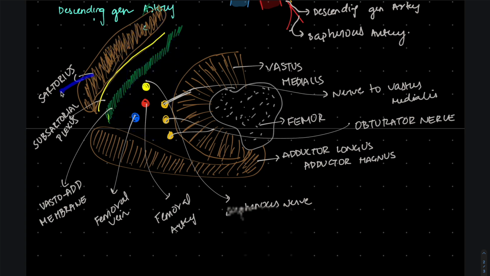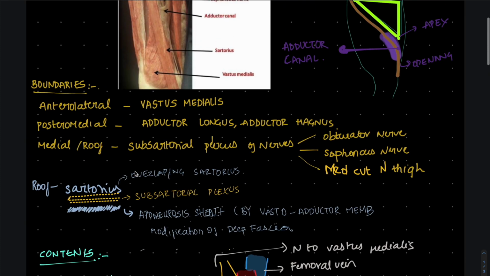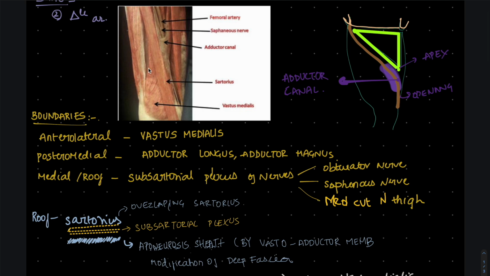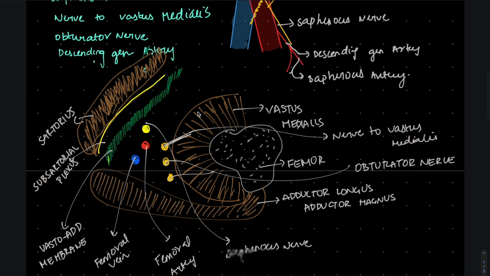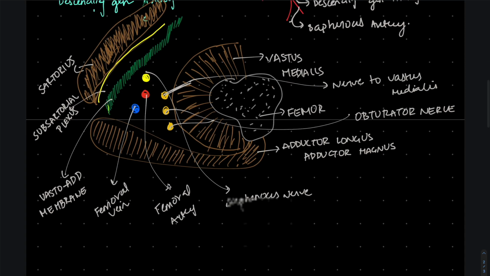In the roof we'll have the sartorius, and then the subsartorial plexus, and then the vastoadductor membrane. These are the three we discussed in the roof. And here the adductor longus forms the posteromedial boundary. Imagine this in 3D, or else you can just see this in this picture. This is the anterior side, this is the posterior, and the medial side, this is the anterior and the lateral side. Just imagine this and draw the muscles and the contents. You're going to draw the saphenous nerve, the main nerve, the femoral artery, femoral vein, obturator nerve, and the nerve to vastus medialis. So this is about the adductor canal.